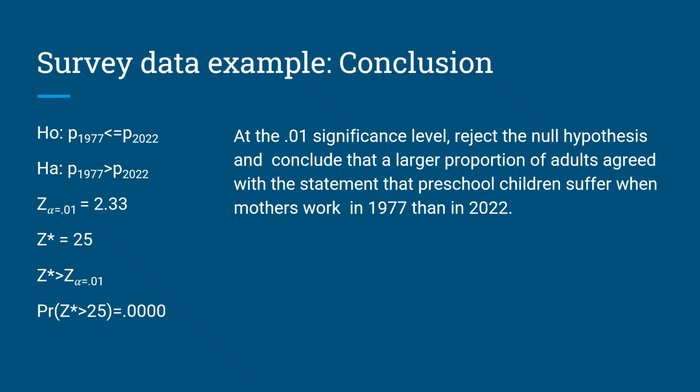And Stata would return to us, for example, if we asked for the proportion of the area under the curve associated with a value of z equal to 25, it would say essentially 0, that there's zero probability of observing what you did if in fact attitudes did not change between 1977 and 2022. So at the 0.01 significance level, we can reject the null hypothesis and conclude that a larger portion of adults agreed with the statement that preschool children suffer when mothers work in 1977 than in 2022.